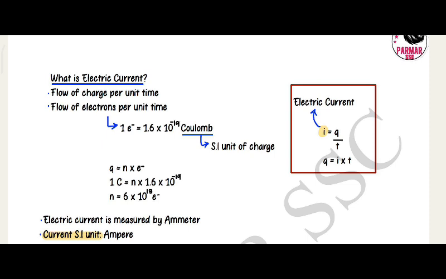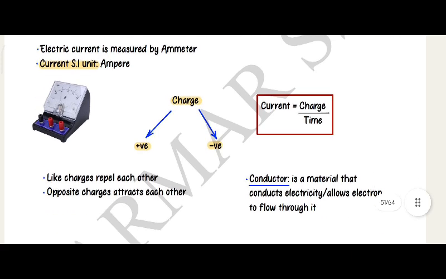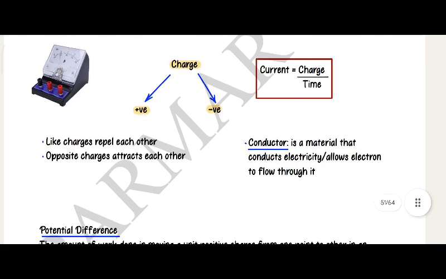Electric current I is equal to Q by T, so Q is equal to IT. Electric current is measured by an ammeter. The SI unit of current is ampere. Charge can be positive or negative. Current is equal to charge per time. Like charges repel each other, opposite charges attract each other.